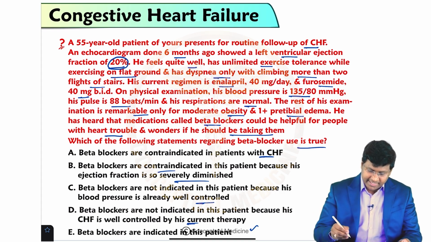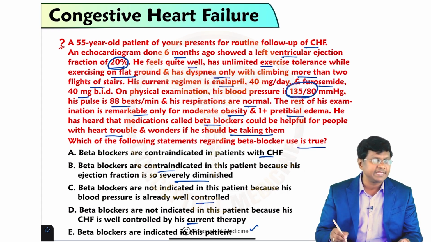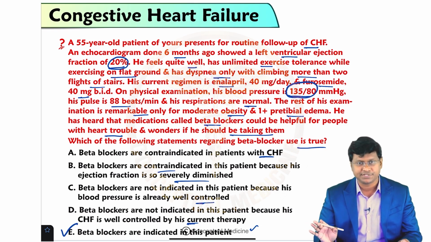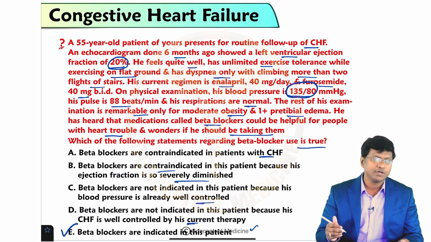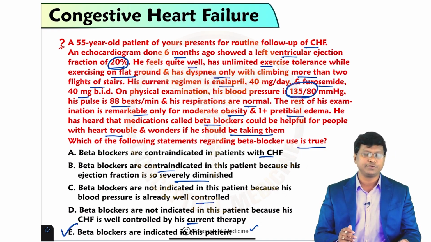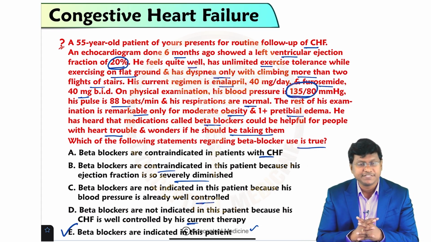Let me tell you, in heart failure with reduced ejection fraction and with a blood pressure of 135 by 80 millimeters of mercury, beta blockers are indicated in this patient. Right? So beta blockers as well as ACE inhibitors or ARBs will improve the survival of the individual with heart failure with reduced ejection fraction. So that is about the treatment of congestive heart failure.